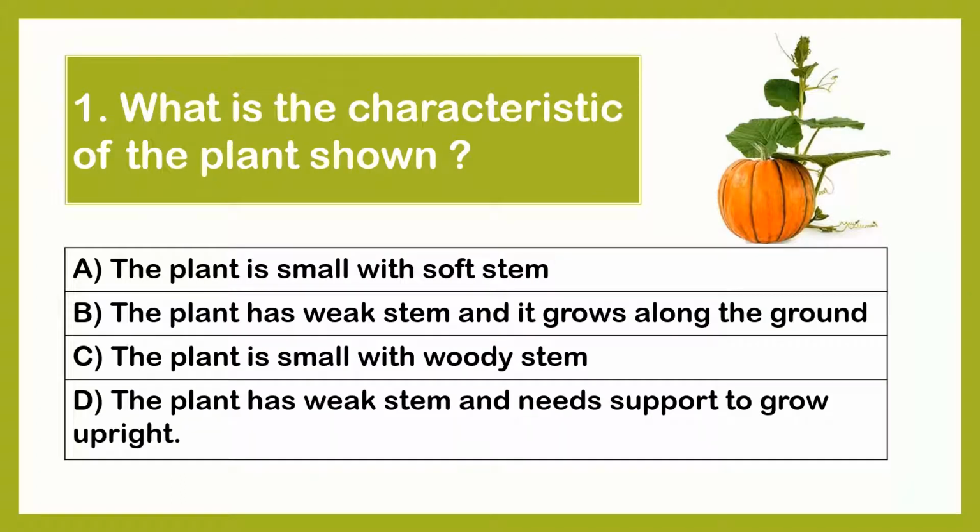Question number 1. What is the characteristic of the plant shown? Options are: option A, the plant is small with soft stem. Option B, the plant has weak stem and it grows along the ground. Option C, the plant is small with woody stem. Option D, the plant has weak stem and needs support to grow upright. The answer is: the plant has weak stem and it grows along the ground. It is a pumpkin.